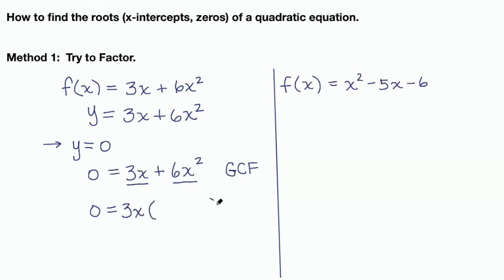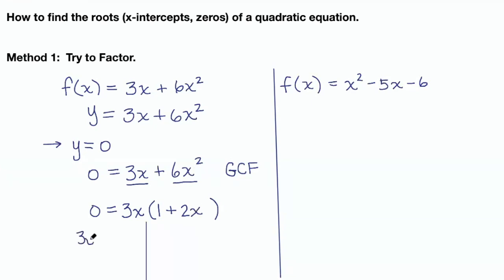Once you have your GCF, you think about the distributive property and how you would get back your original expression. 3x times what would stay 3x? It has to be a 1. Plus 3x times what would become 6x squared? Well, I need a 2 to form the 6. 3 times 2 is 6. And x times another x would become x squared.